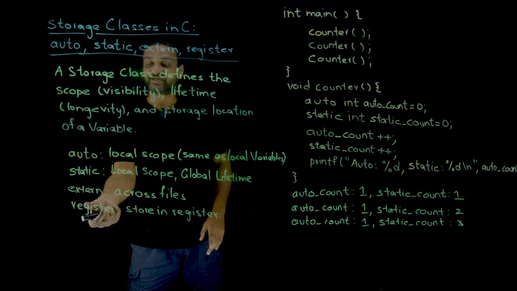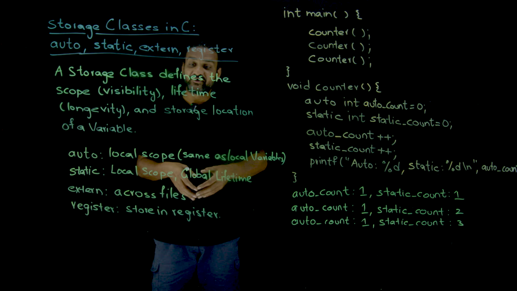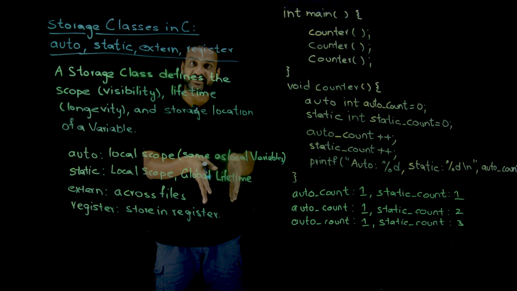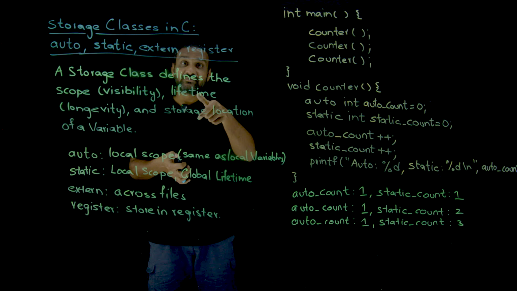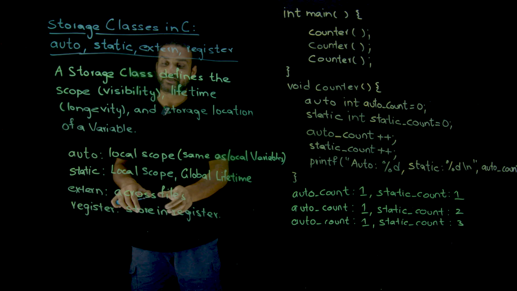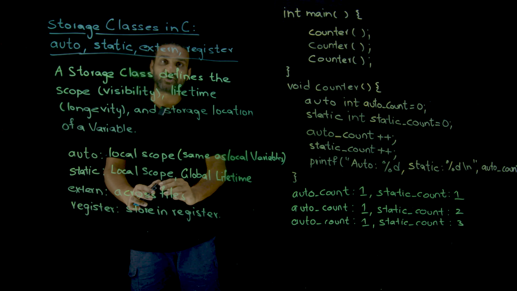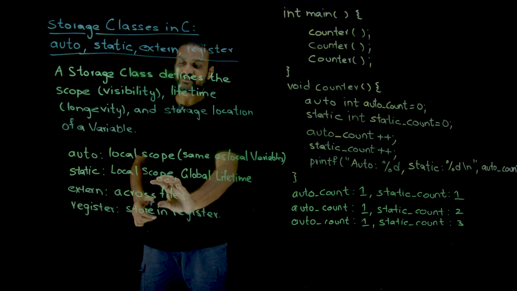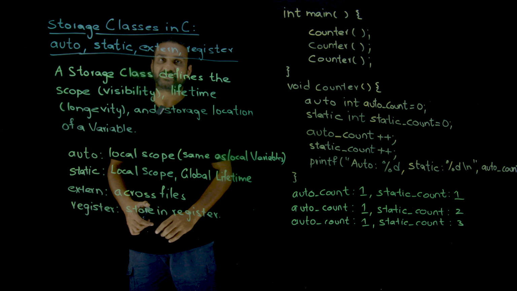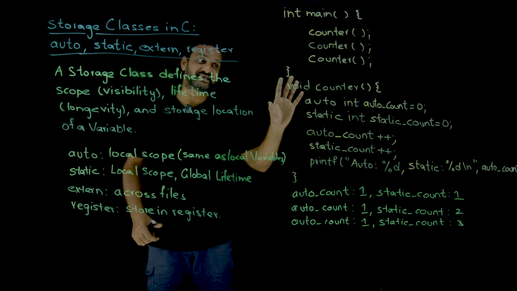And the other one is register. Register means whenever we declare a variable as register, the value of the variable will get stored in a register. So that's it. No more discussion about this register, because you will get confused. It is not required and beyond the scope of this course. So that is all about the extern and register. Now let's understand the concept of static and auto by using this example.